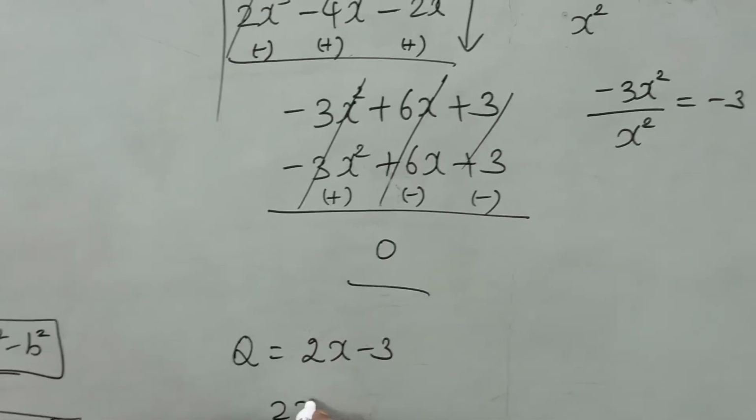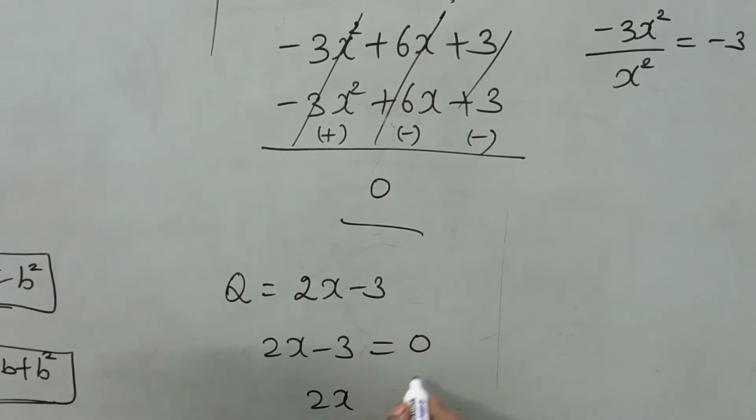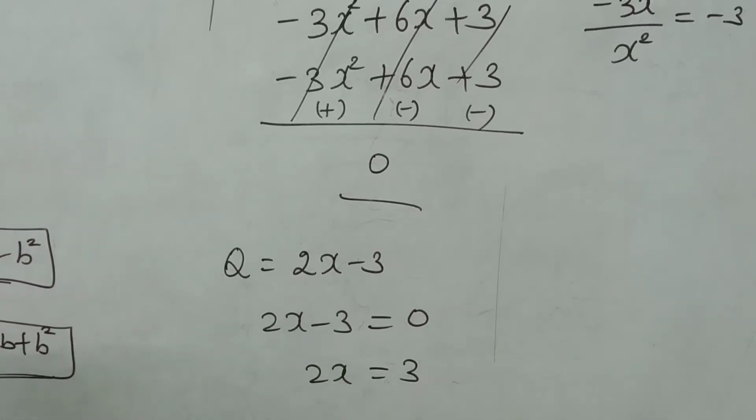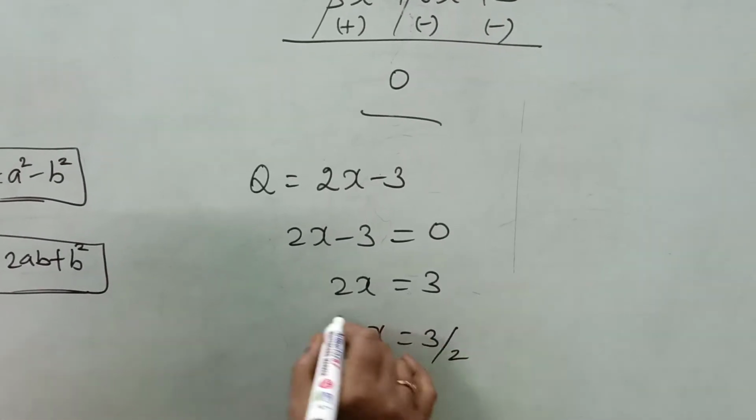Equating the quotient to 0, we get the third root. 2x, bring the minus 3 to this side, we get plus 3. Then x equal to 3 by 2. This is our third root.